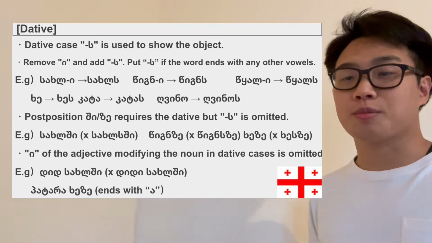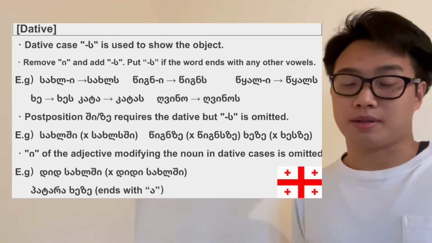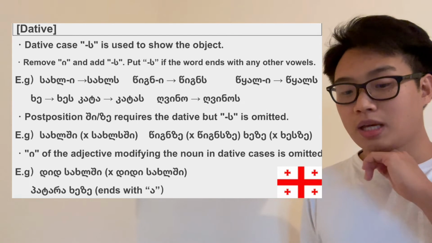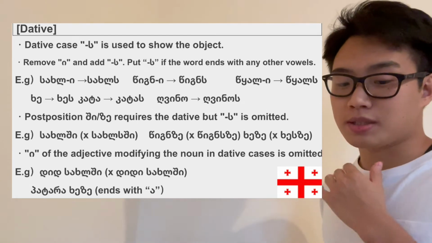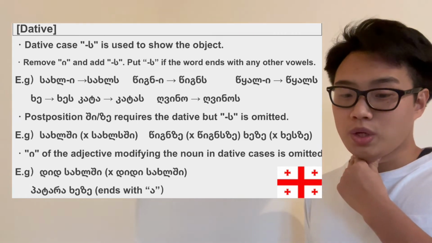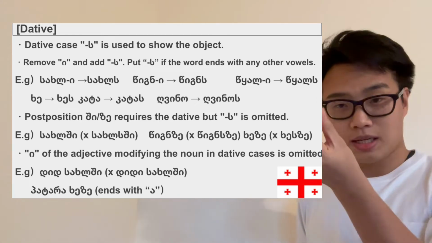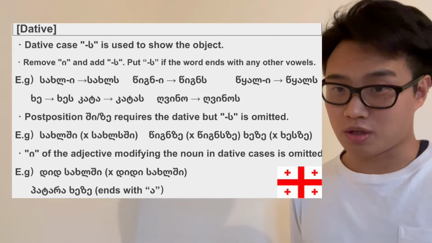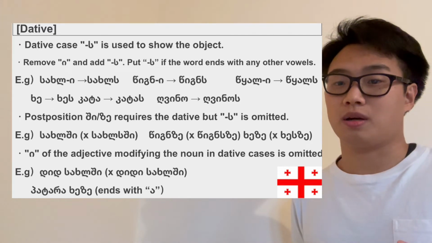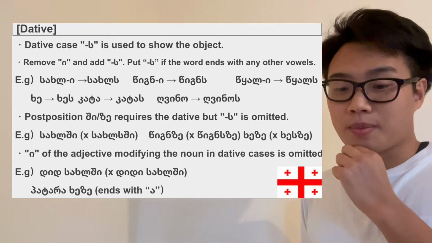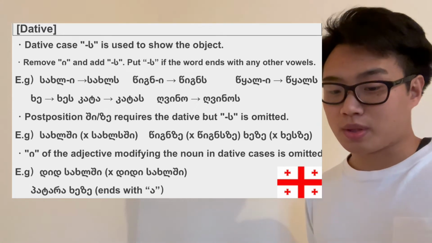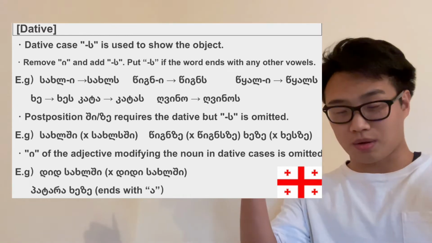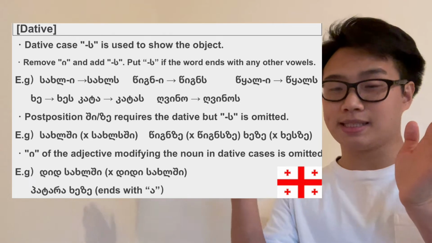And there are other postpositions which require dative cases, but we will learn about this later on. Okay. And the last thing that we want to learn is that the nominative case marker e for the adjective modifying a noun actually drops out. So what does it mean? For example, didi sahli, right? A big house, didi sahli.